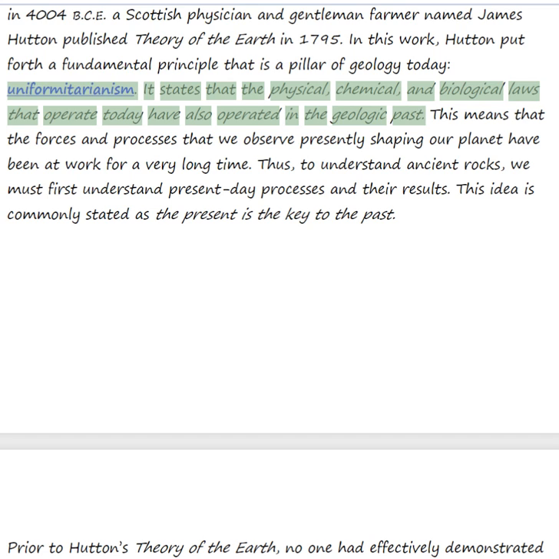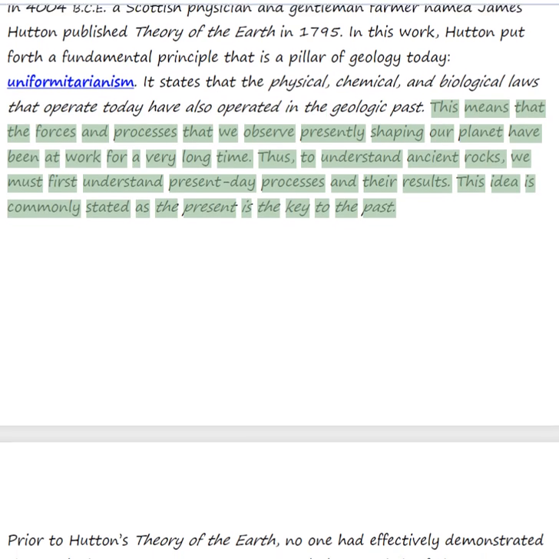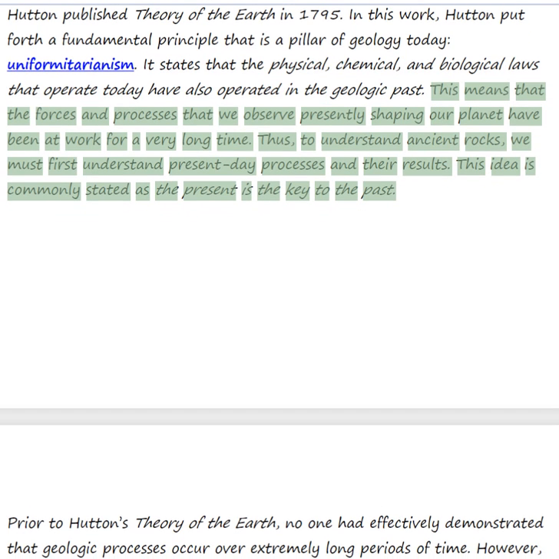uniformitarianism. It states that the physical, chemical, and biological laws that operate today have also operated in the geologic past. This means that the forces and processes that we observe presently shaping our planet have been at work for a very long time. Thus, to understand ancient rocks, we must first understand present-day processes and their results. This idea is commonly stated as "the present is the key to the past."